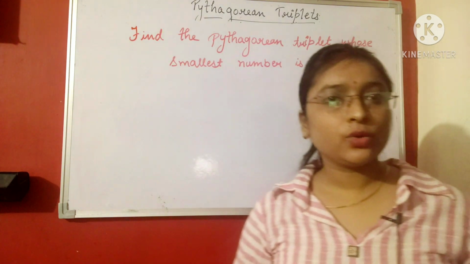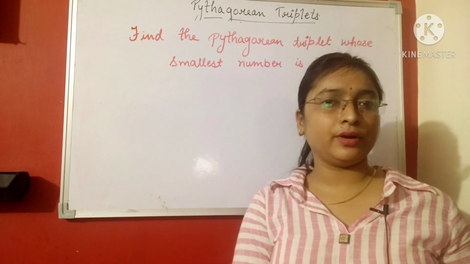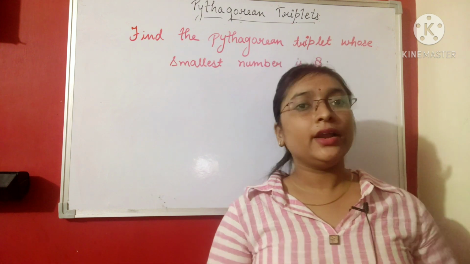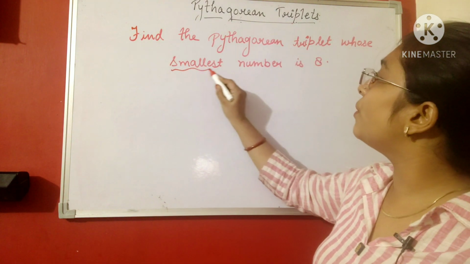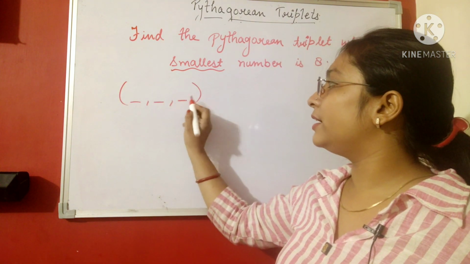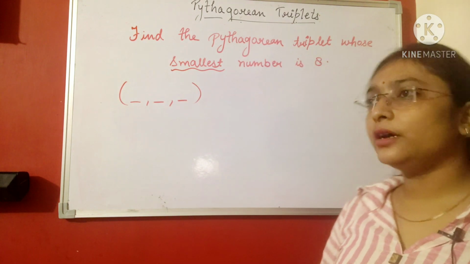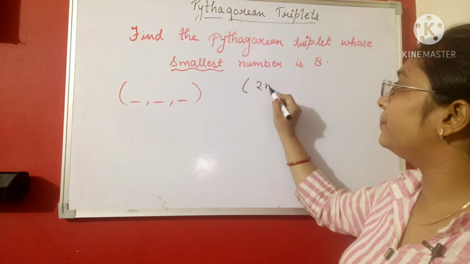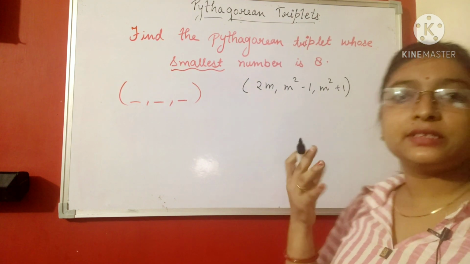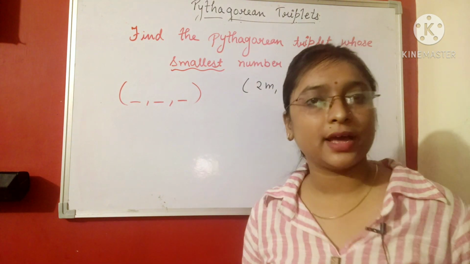Now let's move on to another question. This says find out the Pythagorean triplet whose smallest number is 8. In the previous question we did whose one number was 12. Now here it is specified whose smallest number is 8. That means whatever triplet we get, in that the smallest number should be 8. So same method, the triplet is 2m, m square minus 1, m square plus 1. We simply have to substitute the value of m. So first of all we should know the value of m.